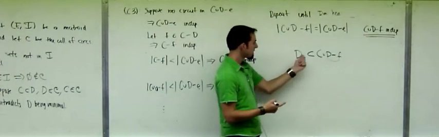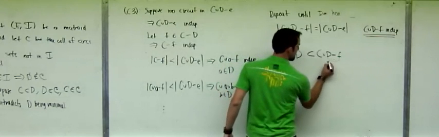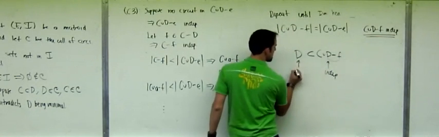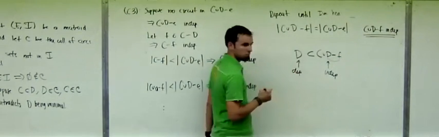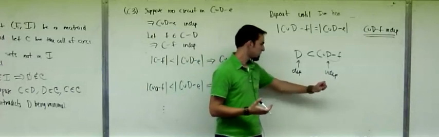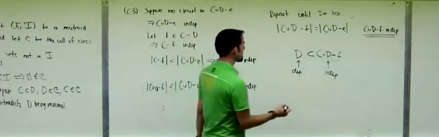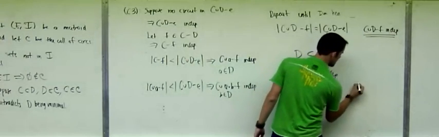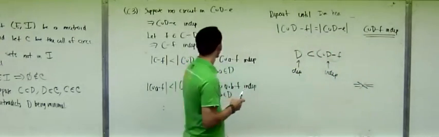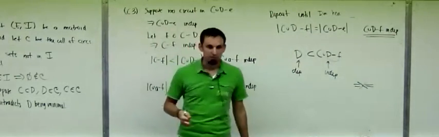So this guy is a subset of this one, but you see this guy is independent. I just proved it, and this guy is dependent, and that can't be. I can't have a subset of an independent set be dependent. That's my contradiction, and that proves C1, C2, C3. Okay.